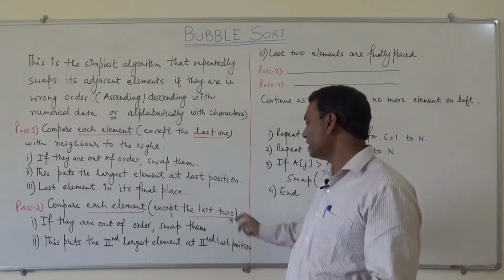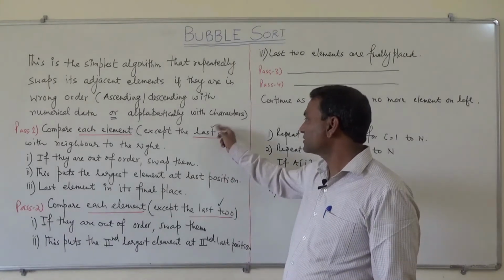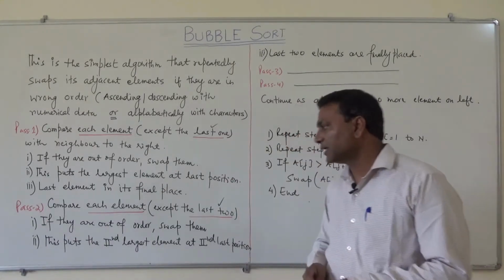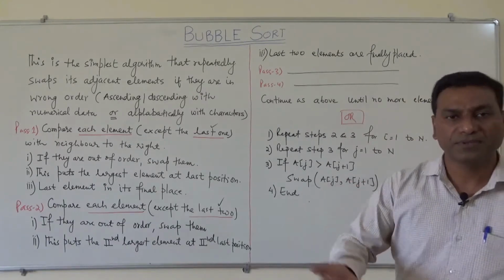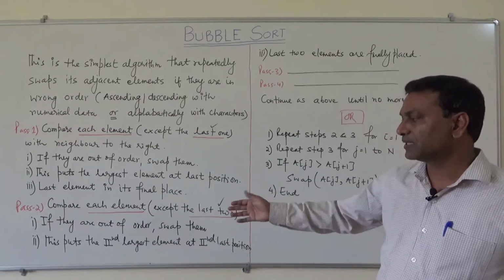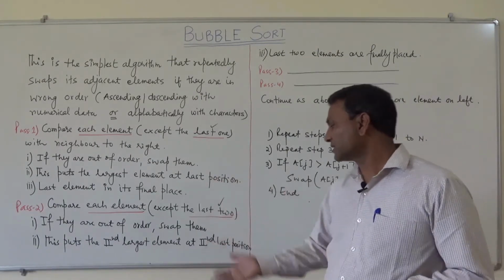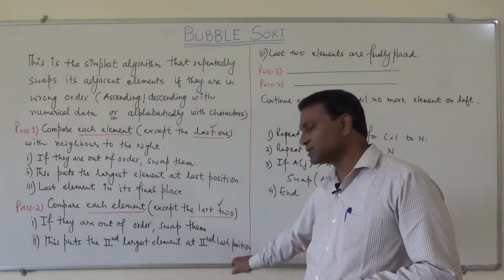This is an important point. These are the important points in this bubble sort. And then if they are out of order, swap them. In the second pass, this will put the second largest element at the second last position.